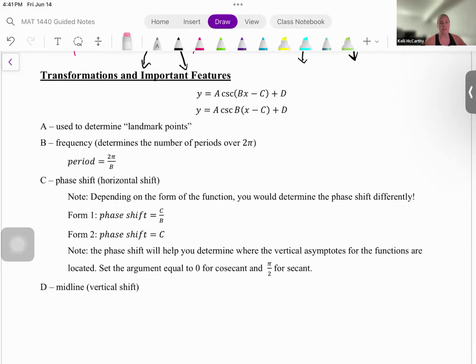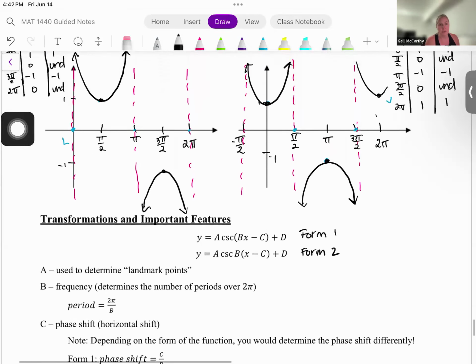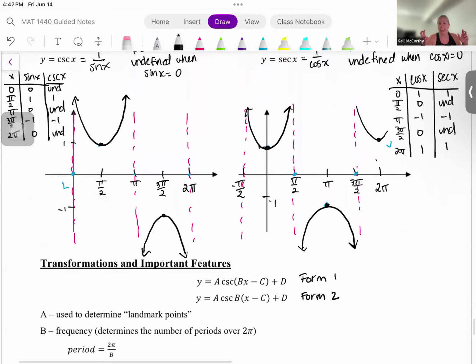Our transformations for these functions, again, I've given our two models just in terms of cosecant, but they behave the same for secant. We have form 1 and form 2. Again, for our graphs of cosecant and secant, we don't really have an amplitude, but they do help us identify those landmark points. So we're going to use that value of A to figure out what's the minimum of those parabolic branches that open up, what's the maximum of those parabolic branches that open down.